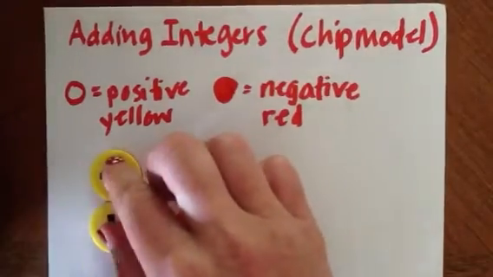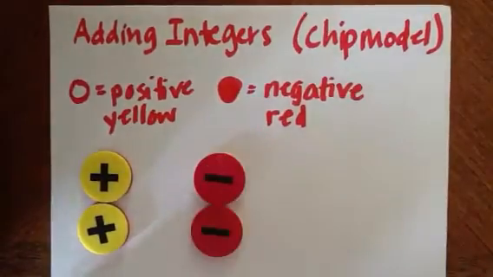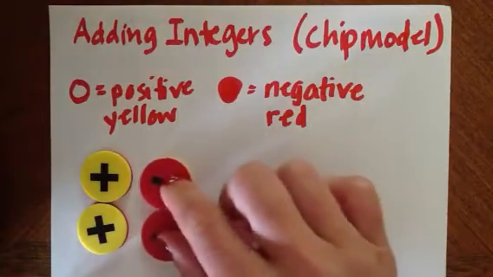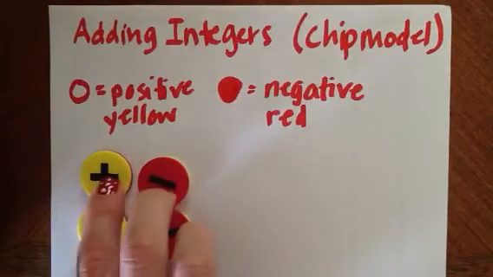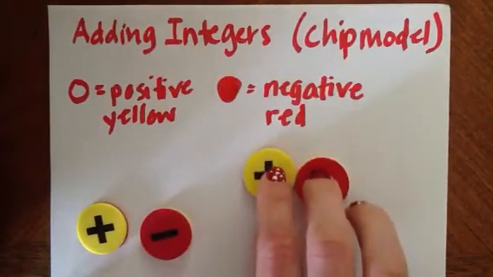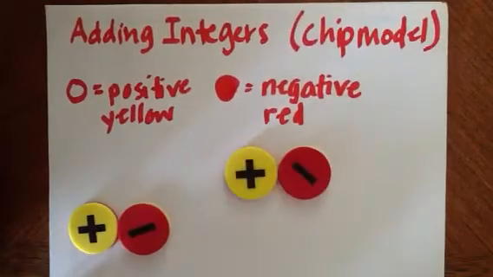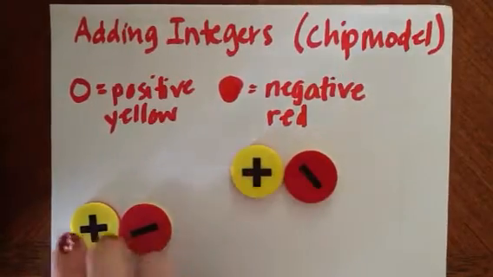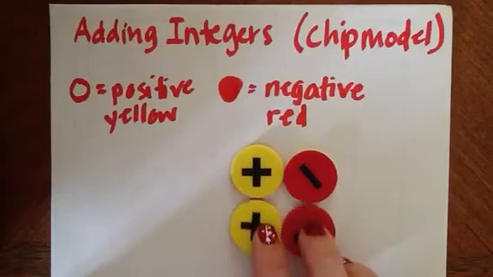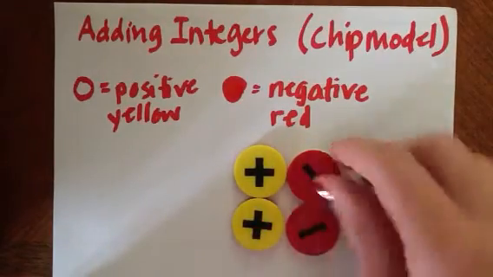So any opposites will combine to make 0. If I have this positive 2 and this negative 2, they will combine to make 0. And if you have two opposites together, it's called a 0 pair. So 0 is just any number of opposites.